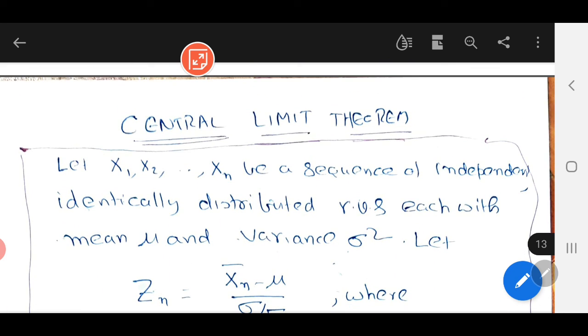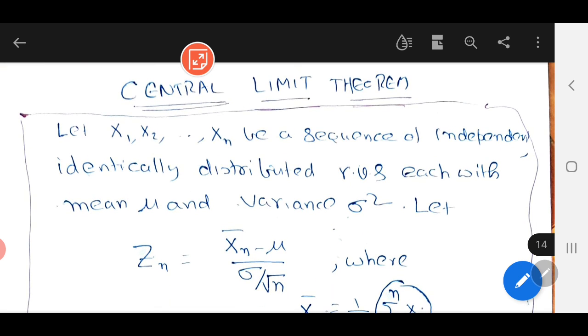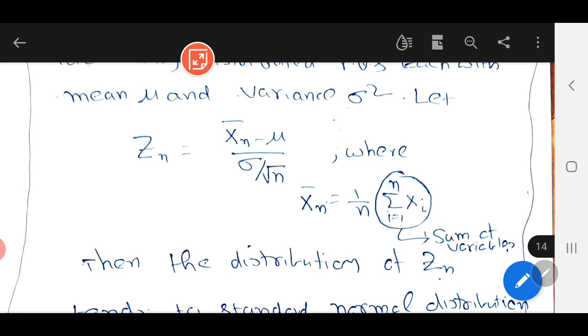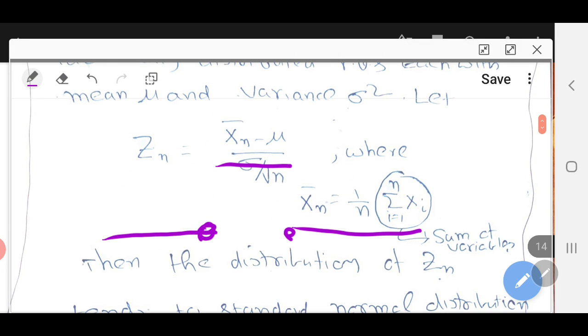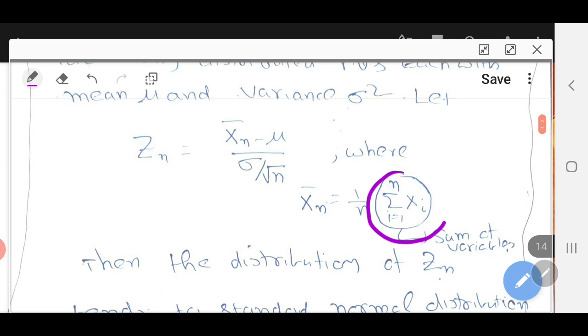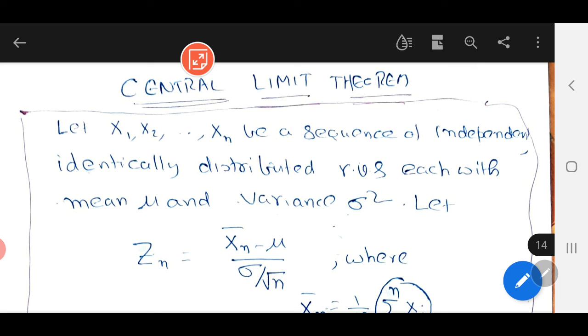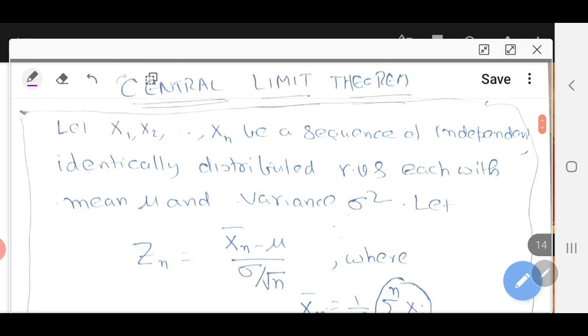So let X1, X2, ..., Xn be a sequence of independent, identically distributed random variables, each with mean mu and variance sigma square. Then you have this famous theorem. Remember the very important role played here by the central limit theorem. The sum of the variables is coming over here. And one more thing is that it has some limitations, so independent and identically distributed, these two conditions are there.